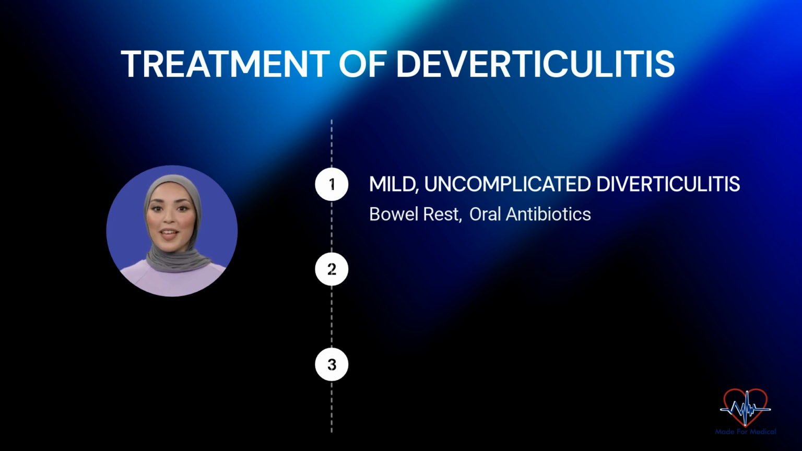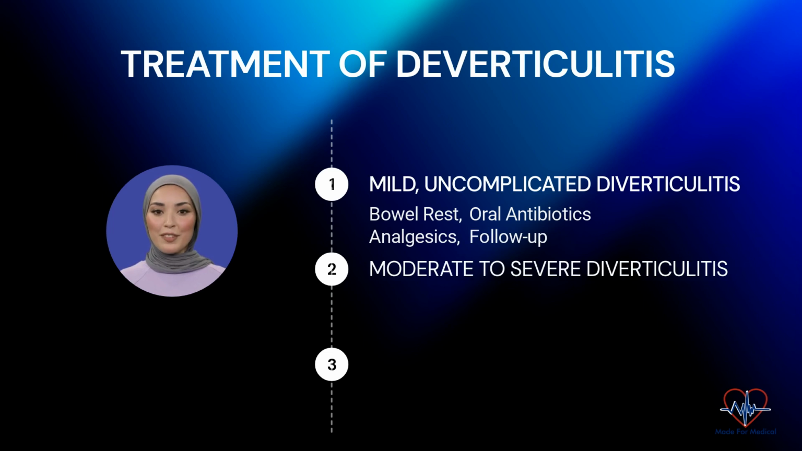Prescribe oral antibiotics such as ciprofloxacin combined with metronidazole or amoxicillin clavulanate to target common bacterial pathogens involved in diverticulitis. The choice of antibiotics may vary depending on local antibiotic resistance patterns and individual patient factors. Recommend over-the-counter or prescription pain medications to alleviate abdominal pain. Schedule a follow-up appointment to monitor the patient's progress and ensure the resolution of symptoms.